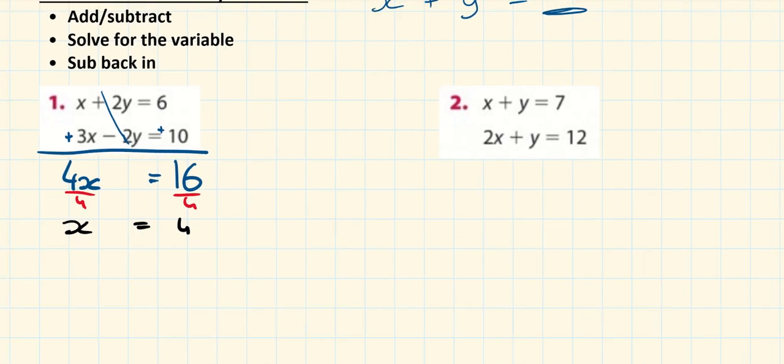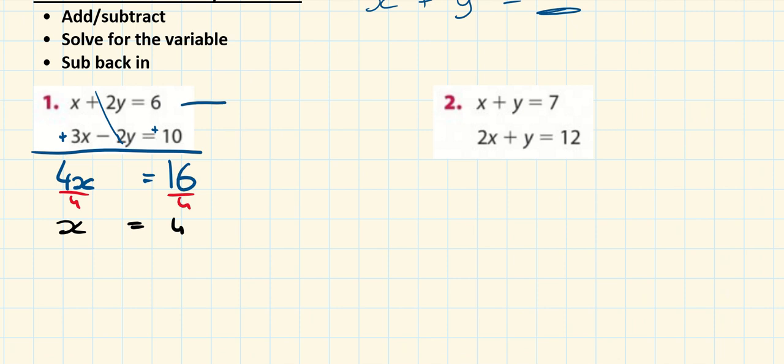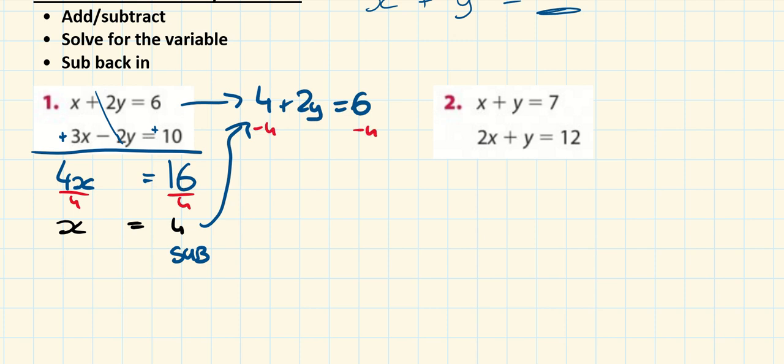Now that we have one of the values, we sub it back in. So x is equal to 4, so we've got 4 plus 2y equals 6. Then we're going to get y by itself, so we'll minus 4 from each side. We get 2y equals 2, divide by 2, and we get y equals 1.